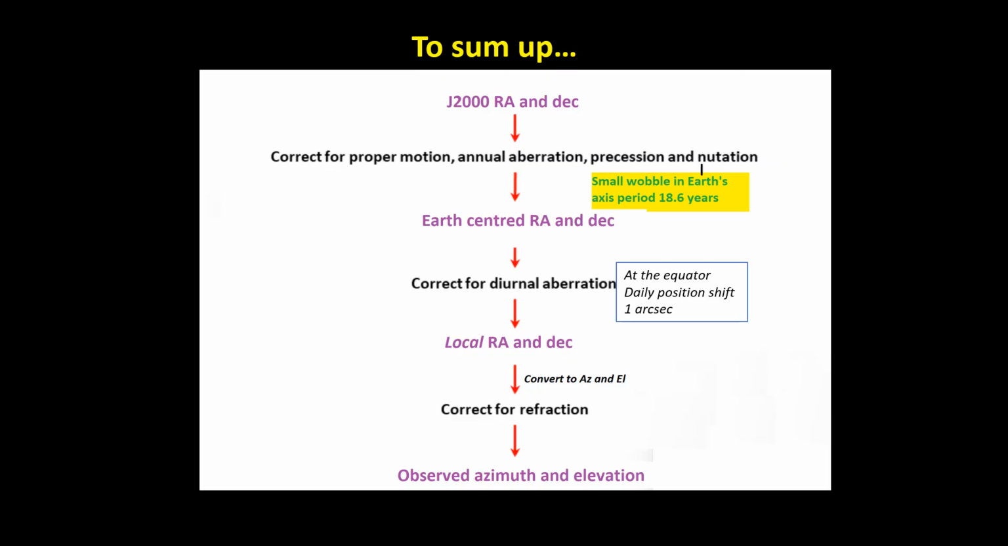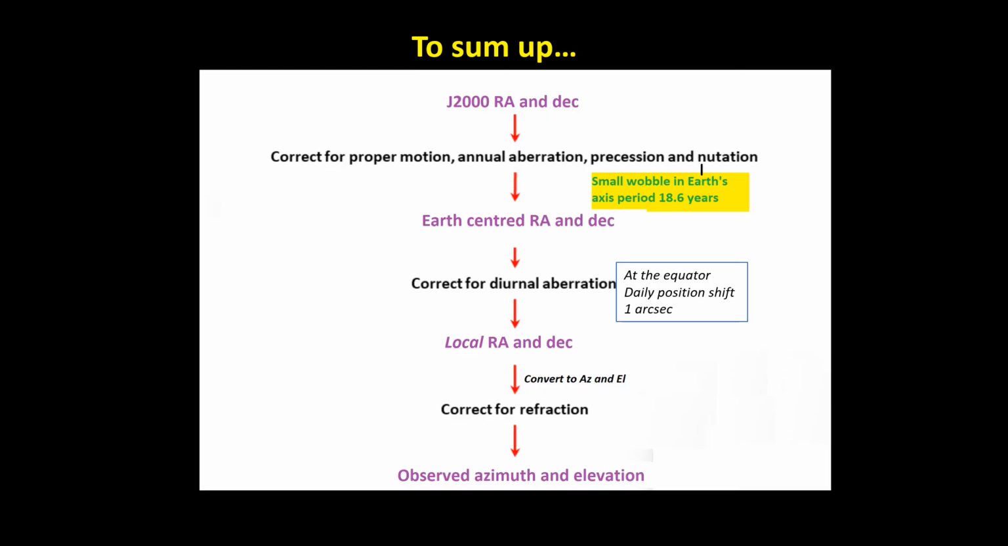What we then have to do is correct for something called diurnal aberration. That's because the Earth is rotating, and this causes a very small shift in position, and it's only really important near the equator where the Earth is rotating more rapidly. This then gives us the local coordinates for our location.